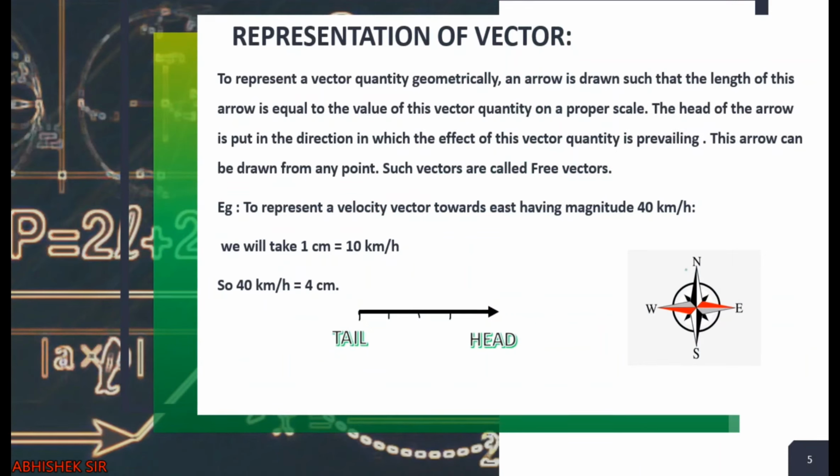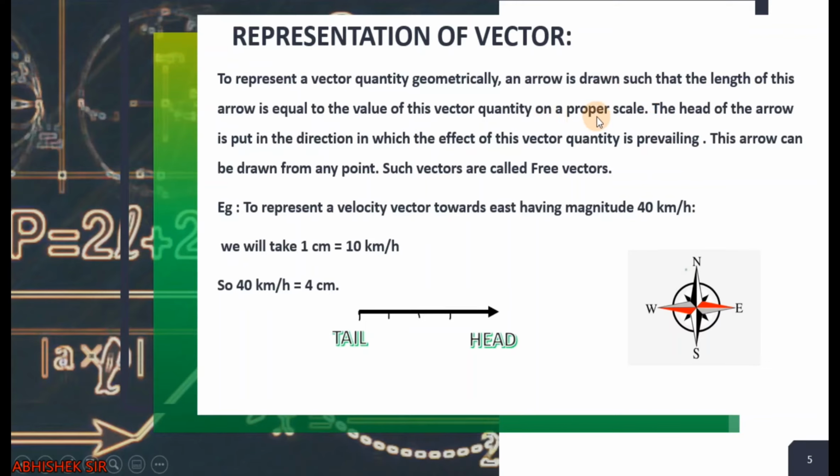Now how to draw the vectors? We have seen the representation, but how to draw the vectors? To represent the vector quantity geometrically, an arrow is drawn. So the arrow will contain a tail and a head. The arrow is drawn such that the length of the arrow will be equal to the value of this vector quantity on a proper scale. Okay, remember this word scale.